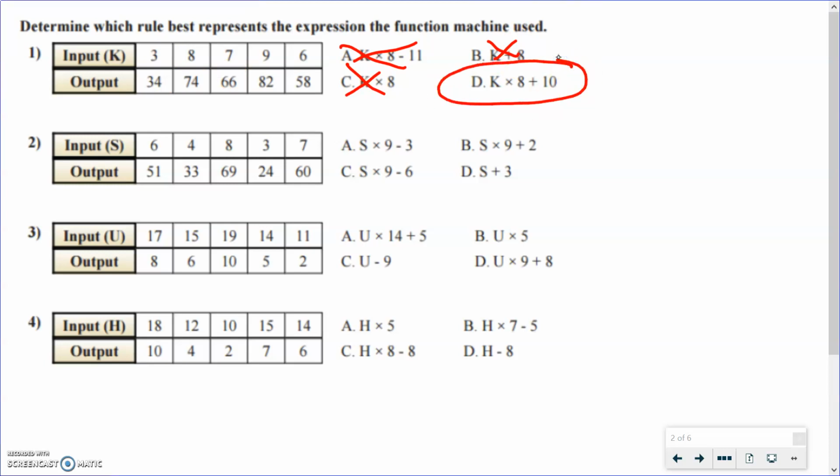I can try it on another one. 8 times 8 is 64 plus 10 gives me 74. 7 times 8 is 56 plus 10 is 66, so it works. So we know that that is the correct rule.